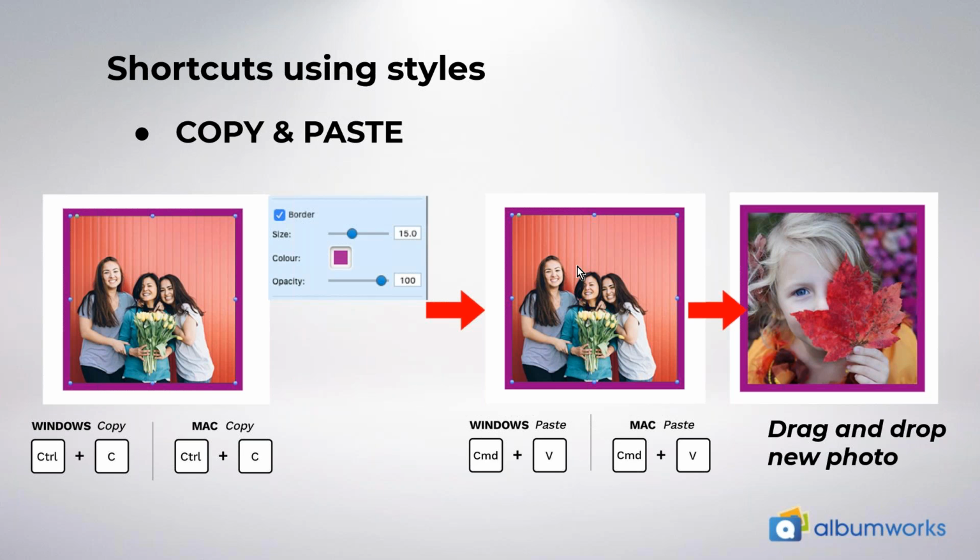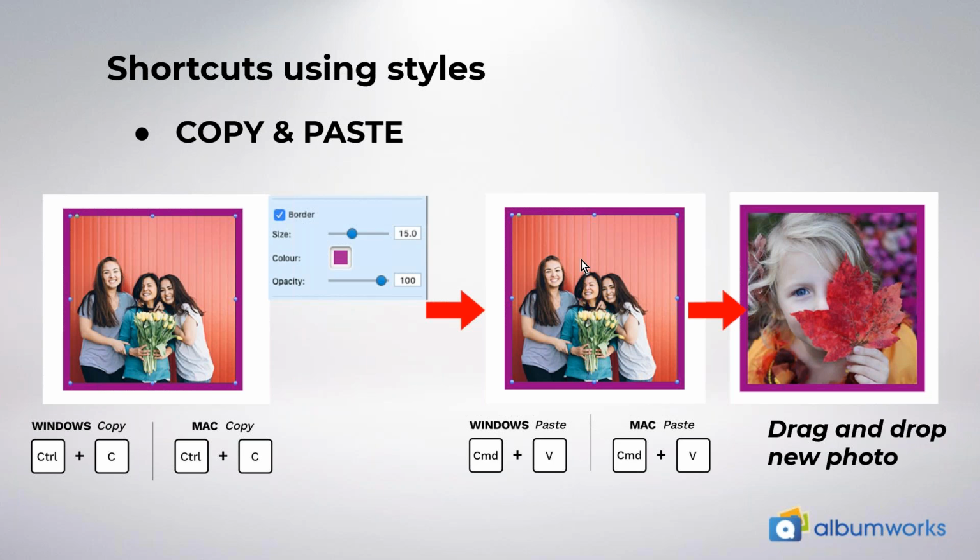Here's a simple example. Say you have a picture box with a border. In this example on the screen, I've changed the color of the border to purple and I've set the size to 15. Instead of adjusting the settings for another picture box, if I want it to be the same, I can simply copy and paste the original picture and then just drag and drop a new image into the picture box. To do this on a Windows computer, you select Control-C on your keyboard to copy and then Control-V to paste. On a Mac computer, it's Command-C to copy and Command-V to paste.